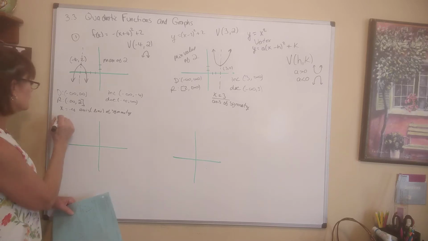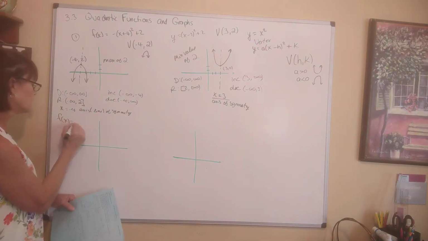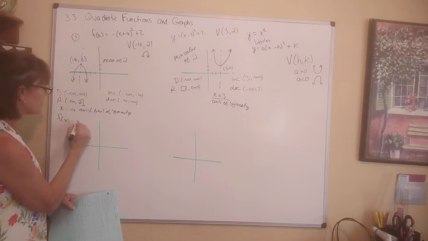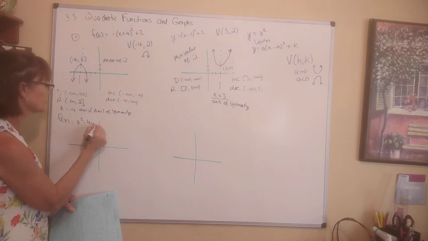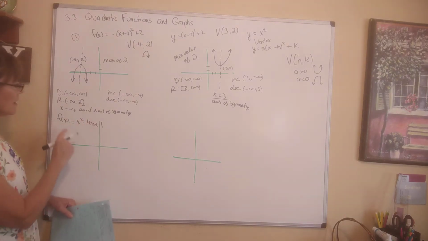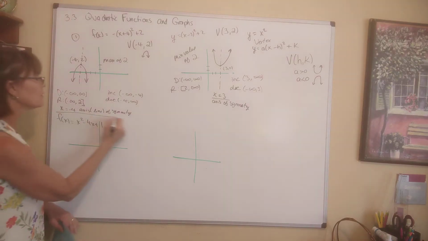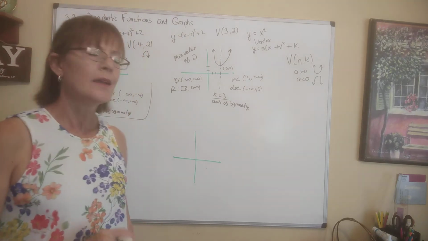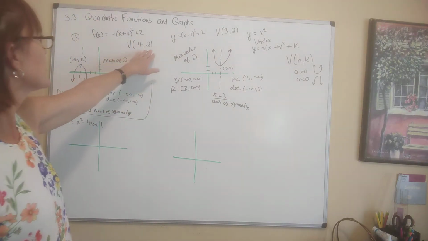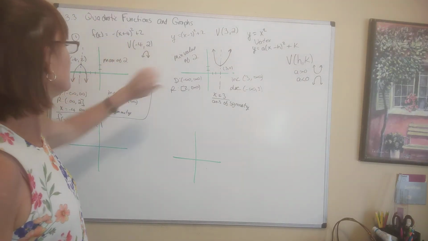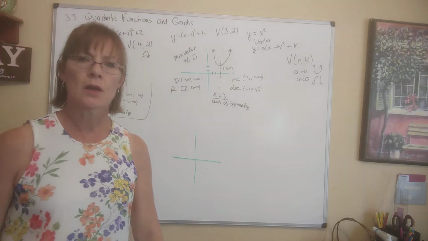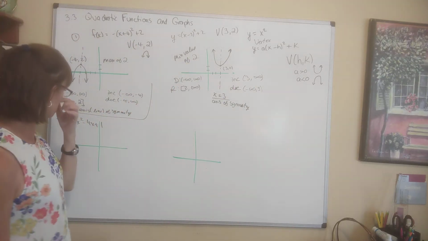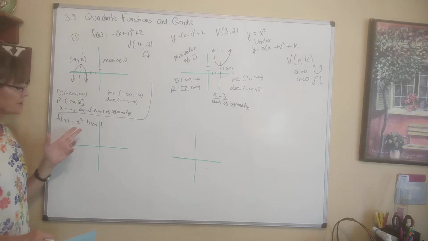f of x is equal to x squared minus 4x plus 1. Okay, the difficulty with this one is it's not in vertex form. So you saw that if you know basically where the vertex is and whether it's facing up or down, you can answer all those questions, no problem. So we've got a couple of options.